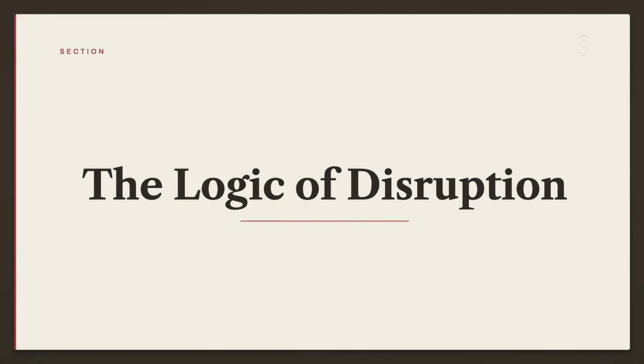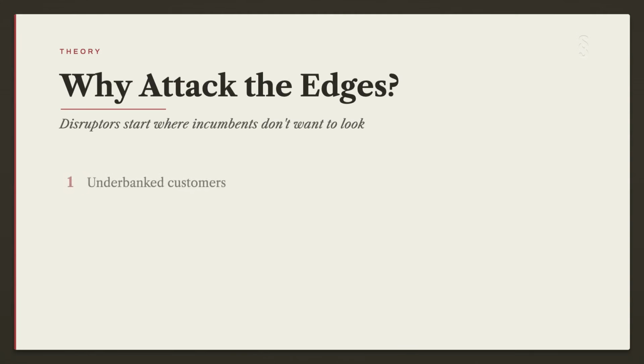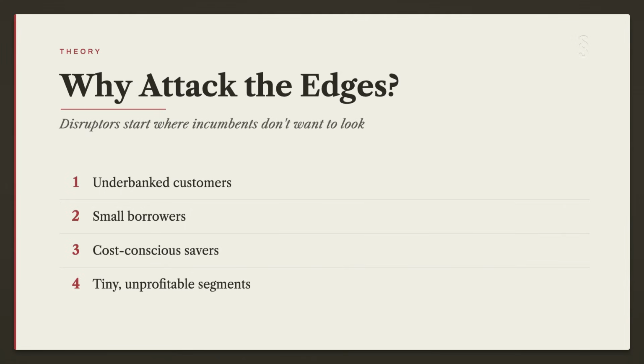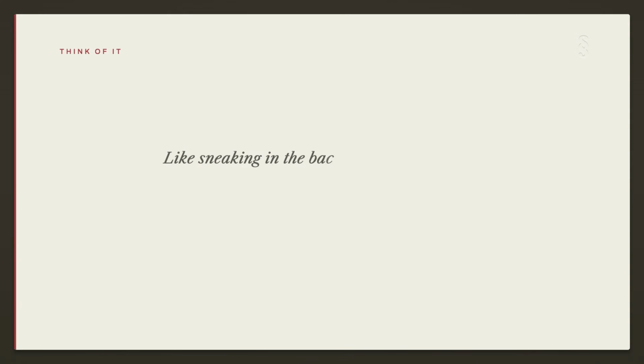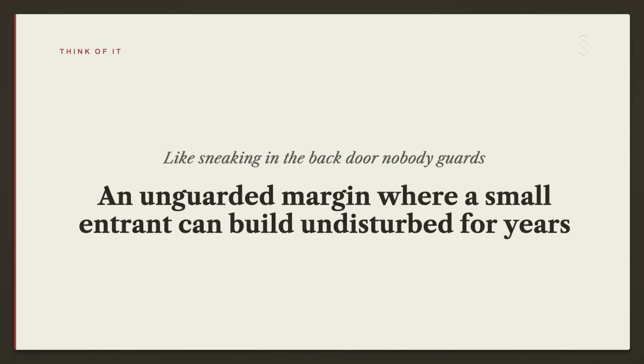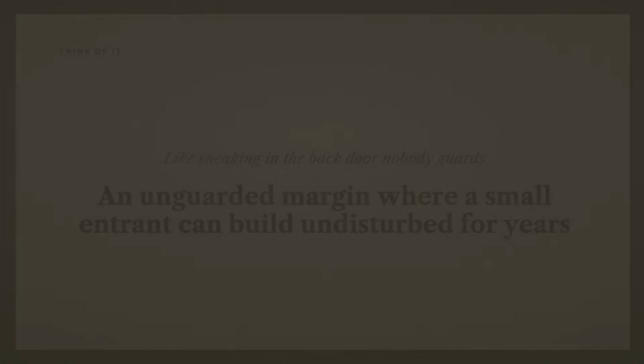Disruptive innovation is a process, not just an accident of technology. It describes how small entrants with few resources beat established incumbents, and the way they do it sounds backward at first. Disruptors don't start by attacking an incumbent's best customers. They target the overlooked edges, the underbanked, the small borrower, the cost-conscious saver, segments too small or unprofitable for anyone to court. This isn't weakness, it's strategy. Because these segments generate little revenue and demand different underwriting, incumbents rationally ignore them, giving the entrant years of freedom to refine its product without a well-funded rival fighting back.